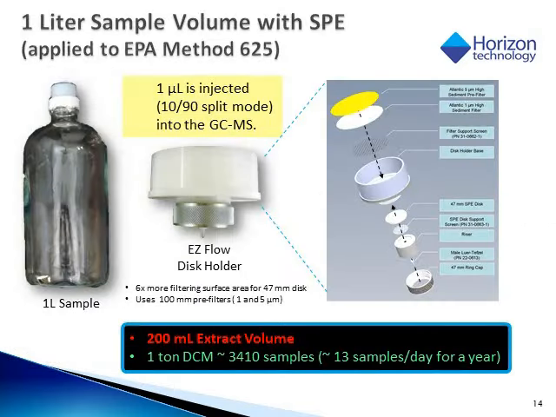For the traditional 1-liter wastewater samples, an easy flow disc holder houses a 47 millimeter disc, and a sample reservoir uses 100 millimeter filter discs to permit faster sample flow through the disc when the samples are laden with solids. The extraction volume is 200 milliliters and is evaporated down to 1 milliliter. A 1 microliter injection is performed onto the GCMS with a 10-90 split. And 1 ton of DCM would represent about 3,400 samples, or about 13 samples per day for a year.